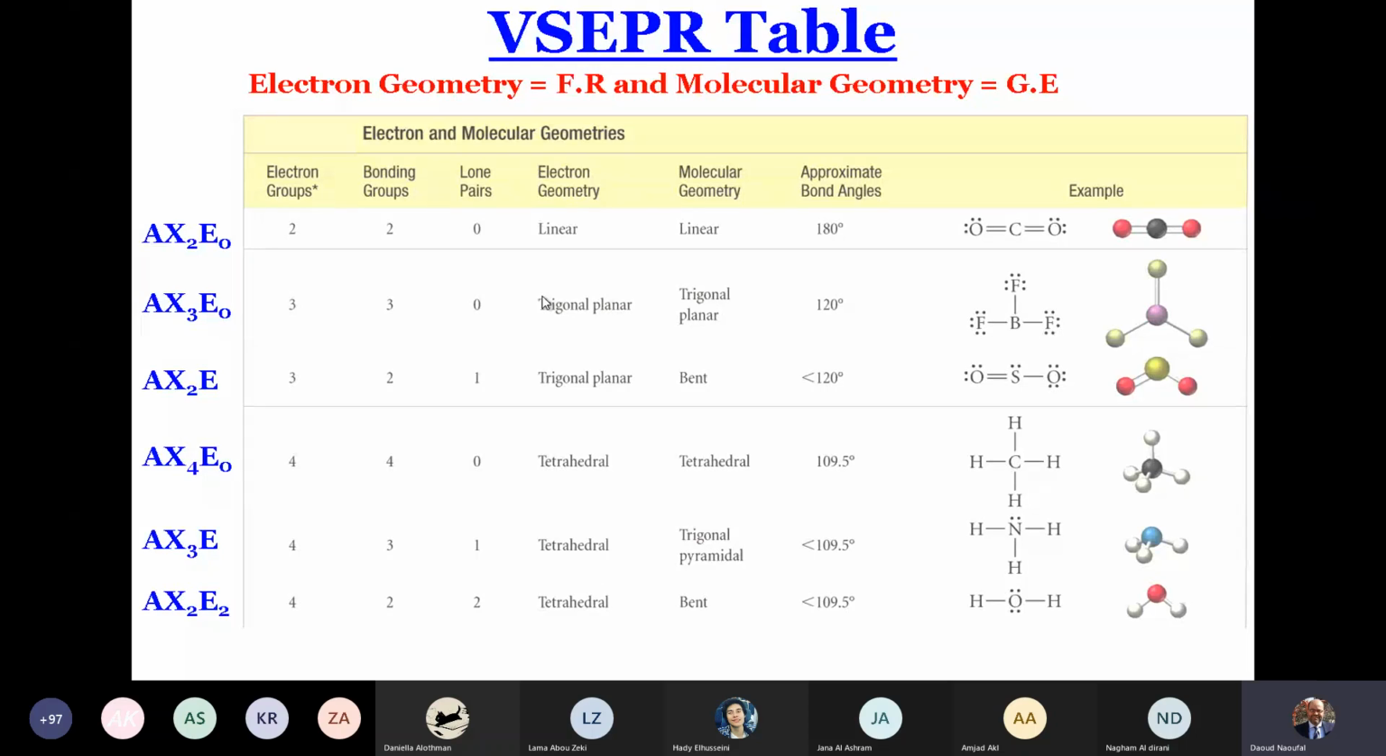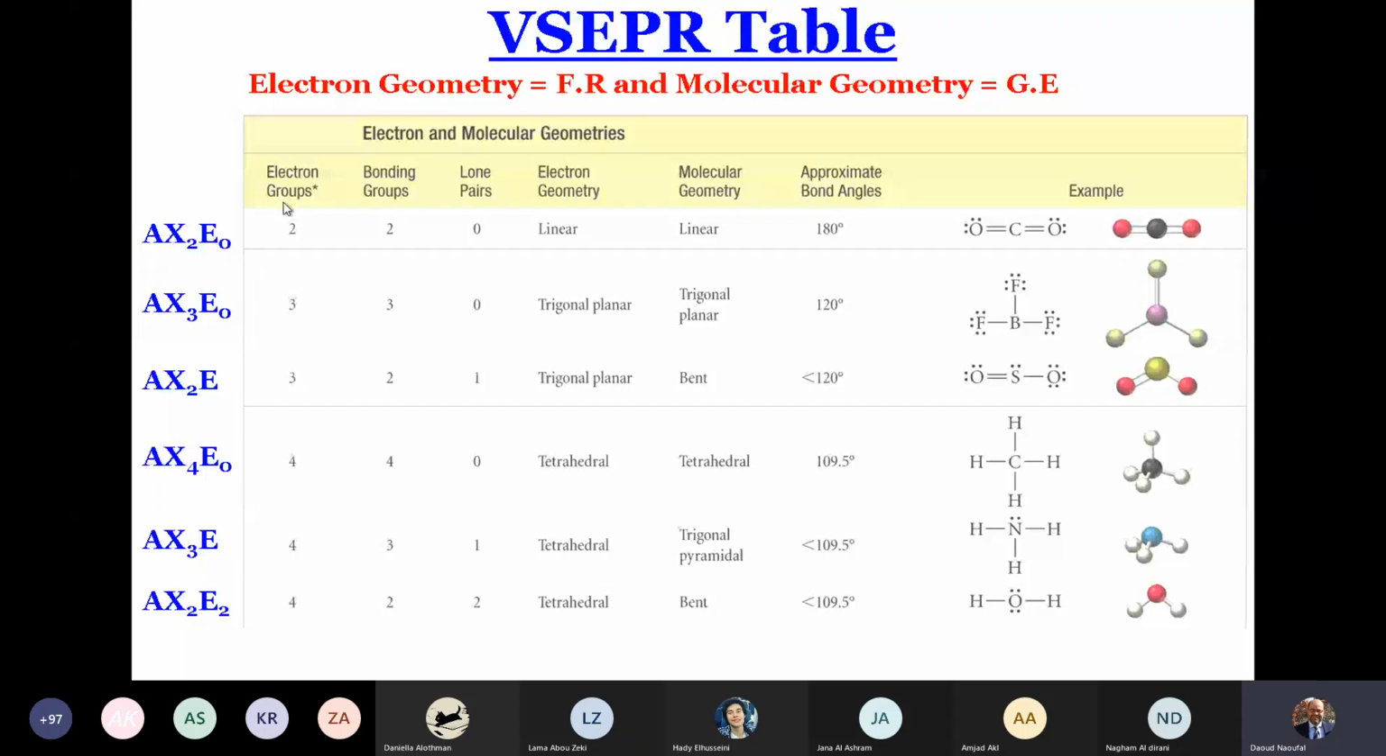What are the figure of repulsion and the geometry for the other forms AXmEn? To note that for AX2, AX3, AX4, AX5, and AX6, the figure of repulsion is the same as the geometry, since the non-bonding pair is equal to 0. Now we pass to other possibilities of AXmEn.